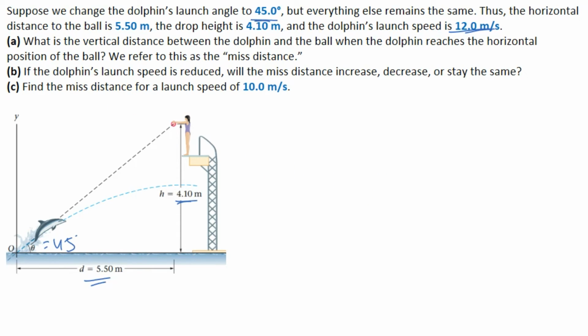In the A part, we need to find the vertical distance between the dolphin and the ball when the dolphin reaches the horizontal position of the ball. Now to solve the A part, find the time taken by the dolphin to reach here.